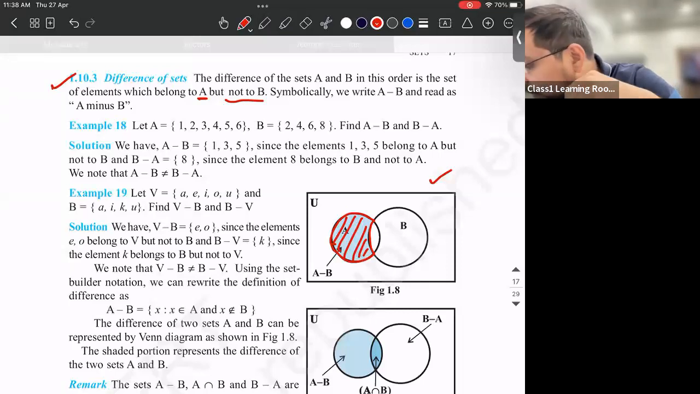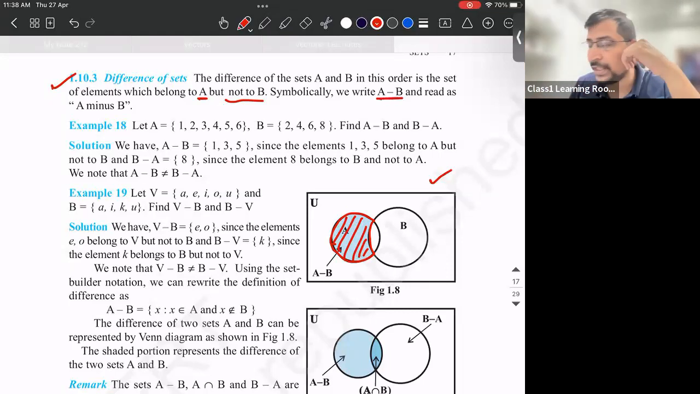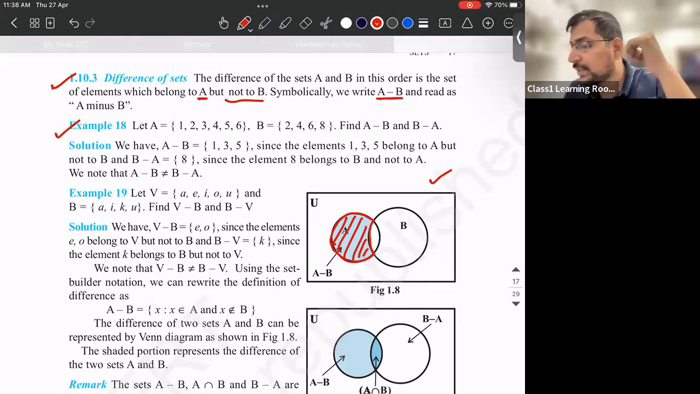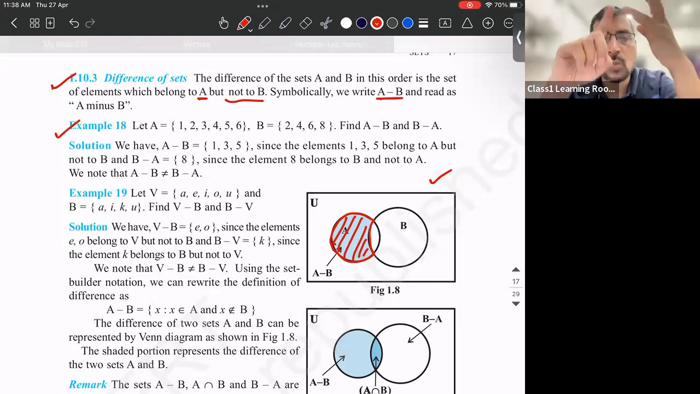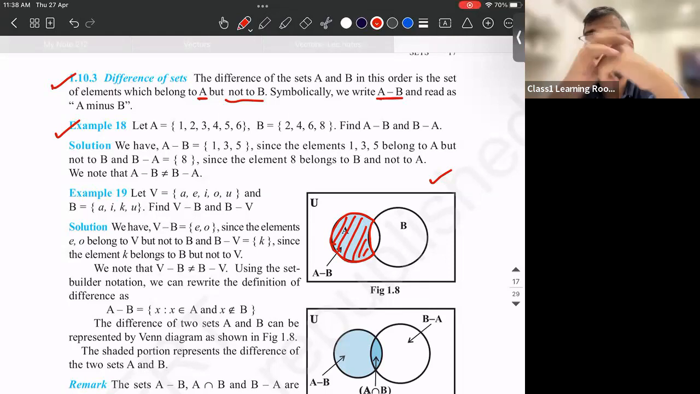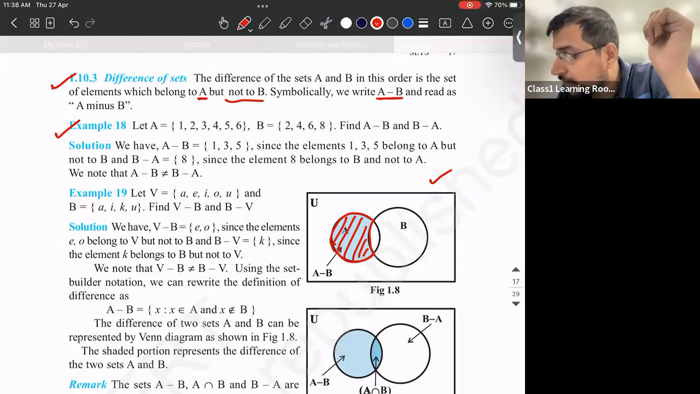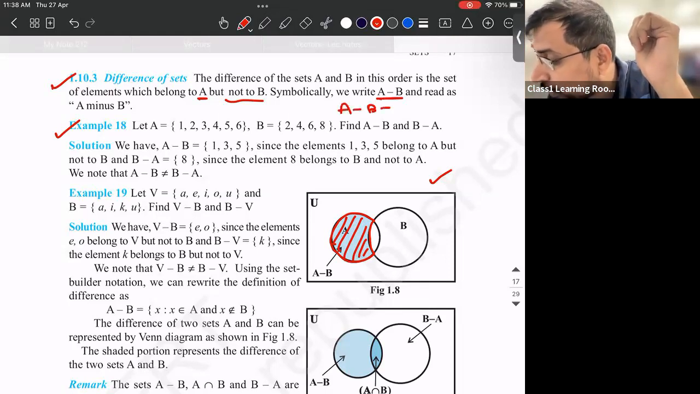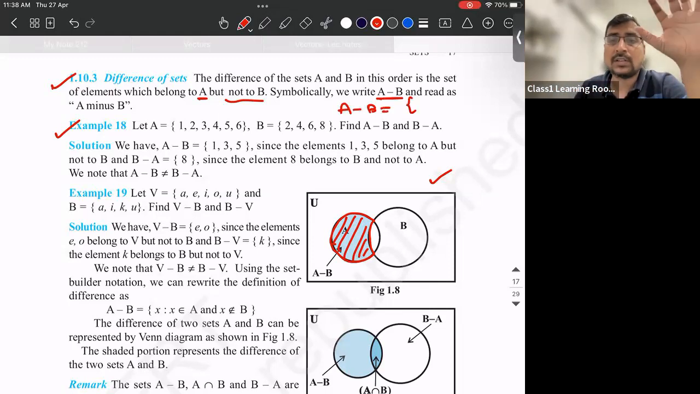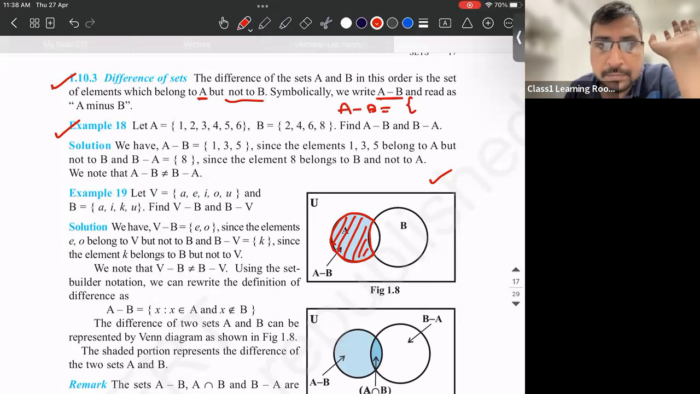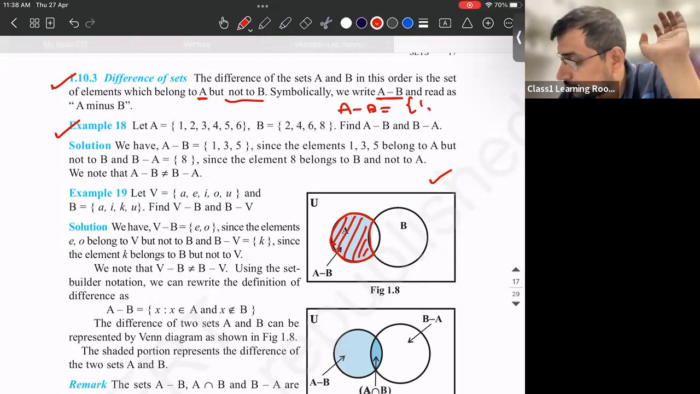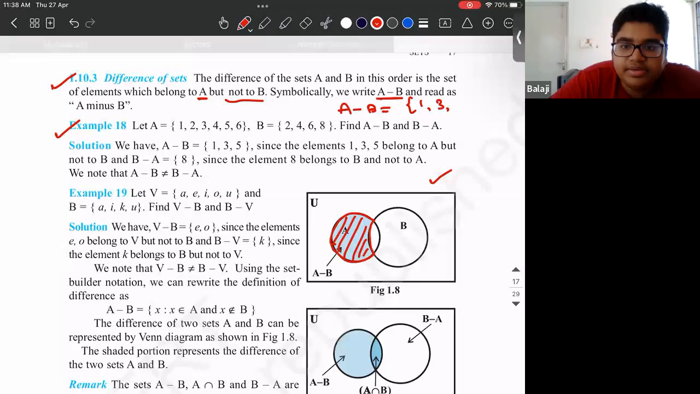You're able to understand? So symbolically, we write it as A minus B, and it is read as A minus B, right? So example 18, if I take A is equal to 1, 2, 3, 4, 5, 6 and B is equal to 2, 4, 6, 8. If I ask you what is A minus B, your eyes should look for only one thing. What is there in set A which is not there in set B? 1, 3, 5. That's it. That is A minus B.